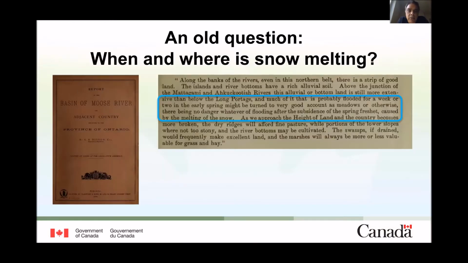C'est une plus vieille question, où et quand la neige fond. Et c'est un peu différent comme les mesures hydrologiques parce que c'est un problème d'échantillonnage. Ici, c'est un plus vieux rapport pour le bassin en Ontario, écrit en 1890. Et il dit qu'il y a un problème avec la fréquence. And really the problem is where and when the snow is melting.